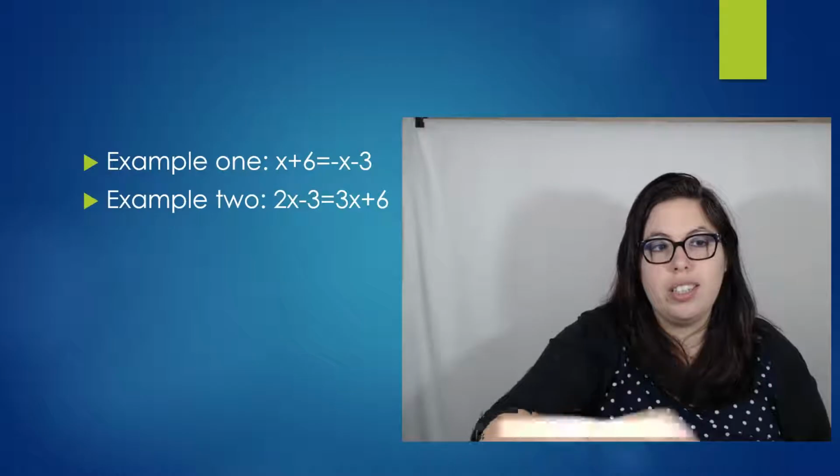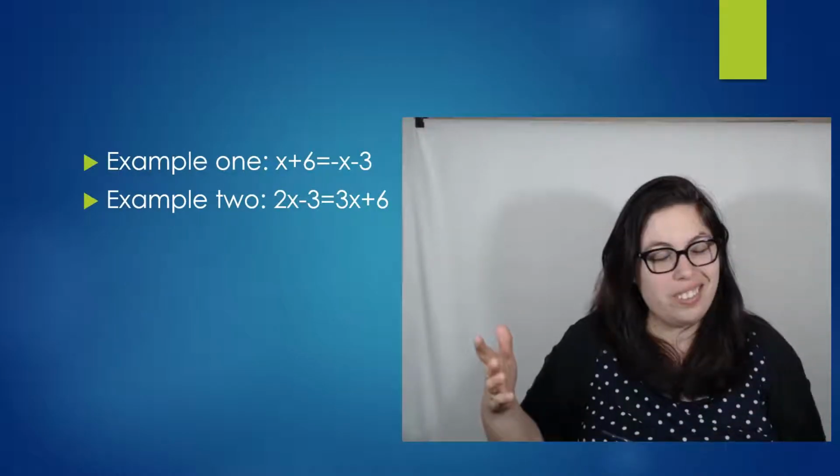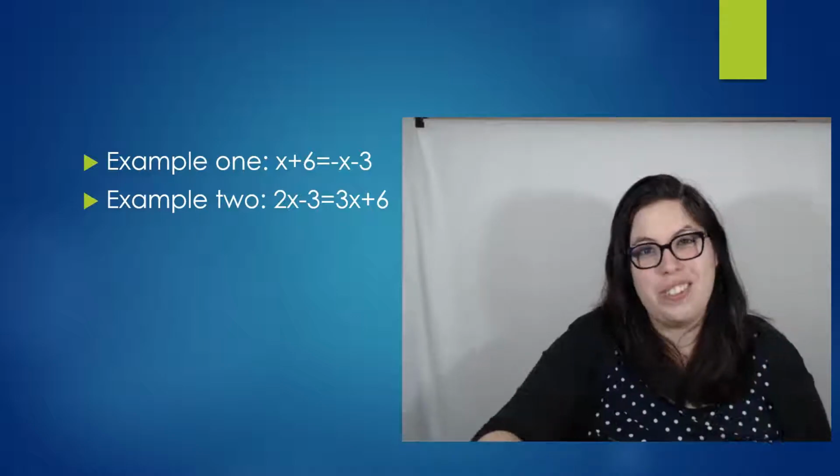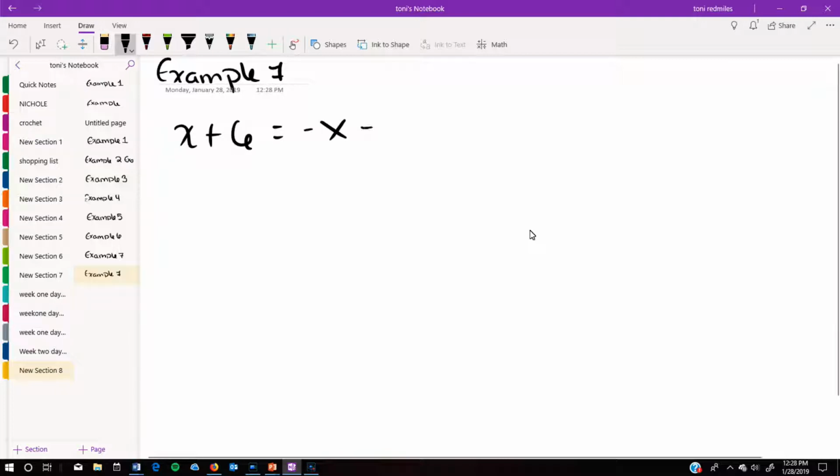So now, let's do a few examples. Follow along with me, and let's look at the patterns of x's on both sides. So let's look at examples of when x is on both sides of the equation, and I have 2 that I want to go over. So example 1 will be x plus 6 equals negative x minus 2.